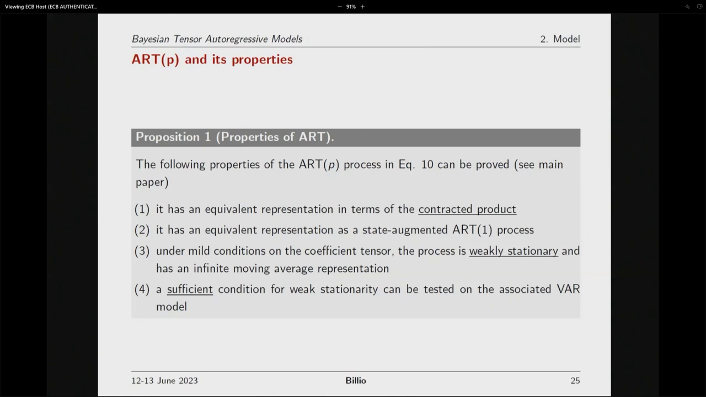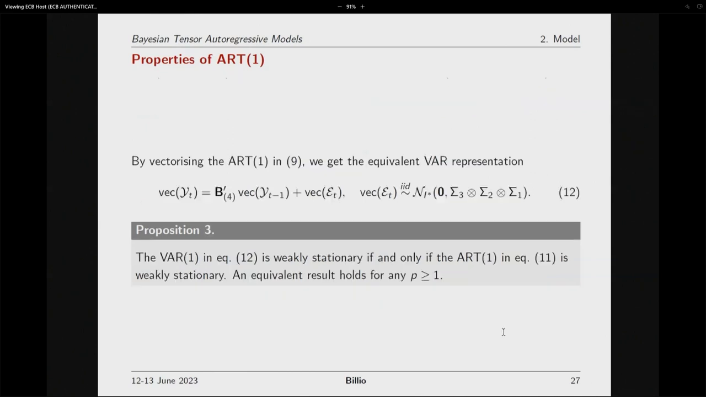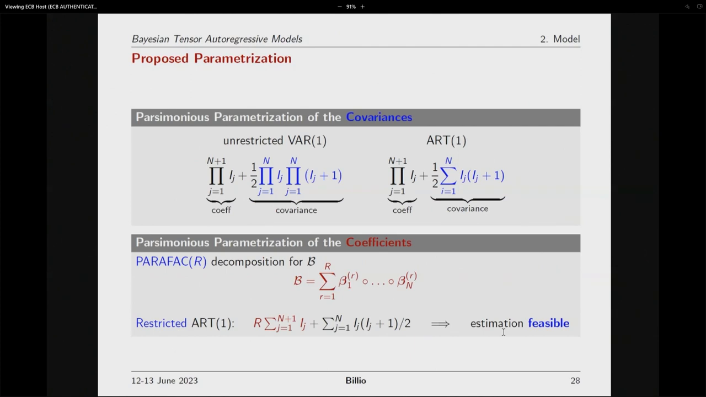Working under mild conditions, it is possible to see under which conditions the process is weakly stationary and has an infinite moving average representation. A sufficient condition can be tested on the associated VAR model. The details on stationarity are in the paper. Here is the equivalent VAR representation, as I said.